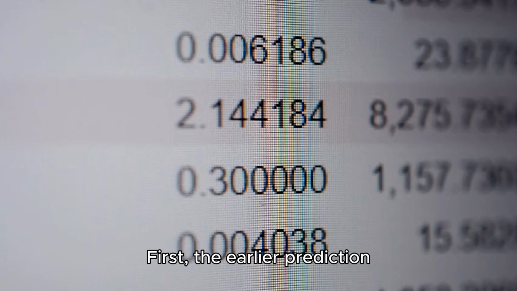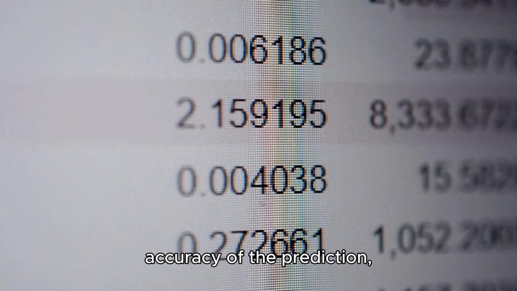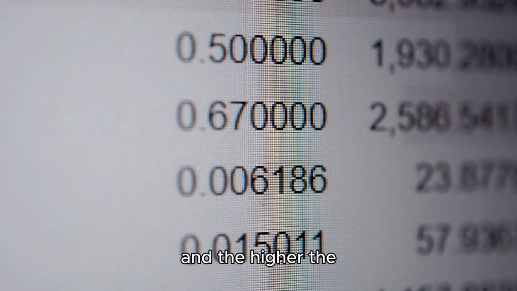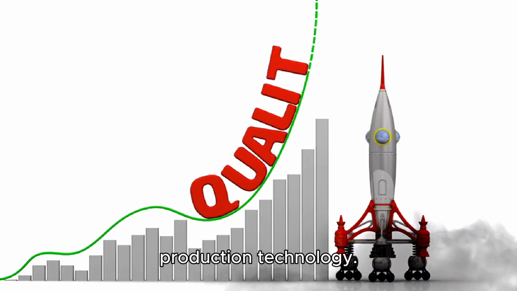First, the earlier the prediction is made, the more imperfect the information is, the lower the accuracy of the prediction, and the higher the corresponding inventory risk. Second, the quality risk of production technology.